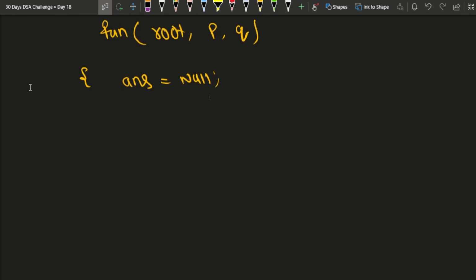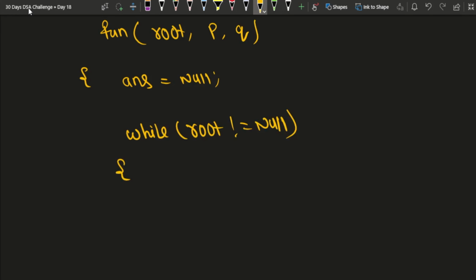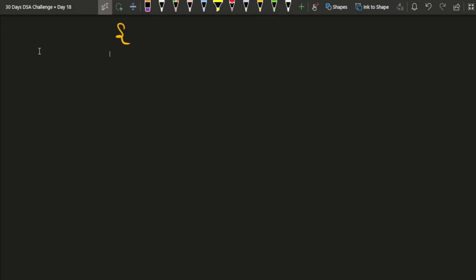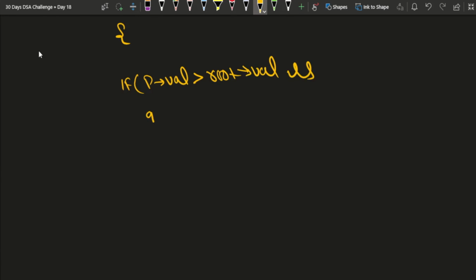Now I need to traverse my binary search tree, so here I'll write while my root is not equal to null. Now I need to check the condition. Firstly I'll check if the P value is greater than the root value, and the Q value is also greater than my root value.